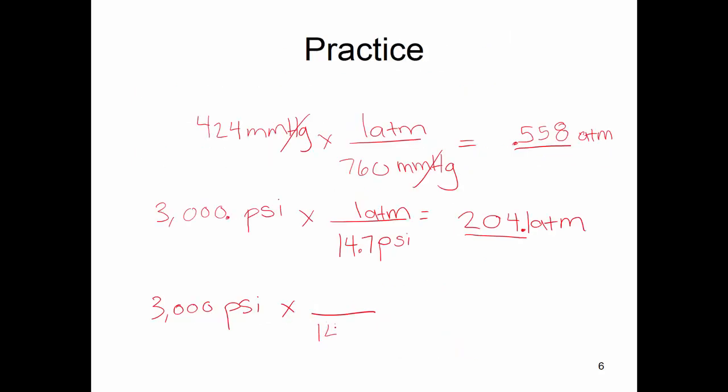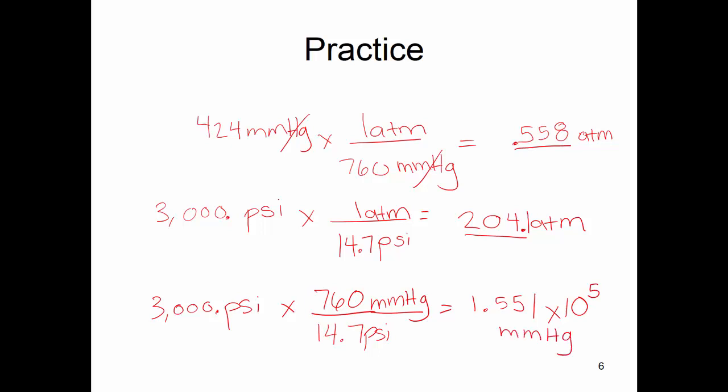So we can do 14.7 PSI for every 760 millimeters mercury. When we do the math here, we get 1.55, with 4 sig figs, and then this is to the 5th power, millimeters mercury.